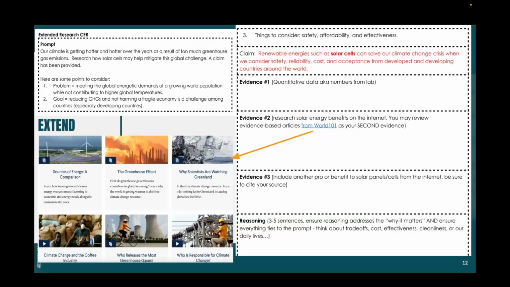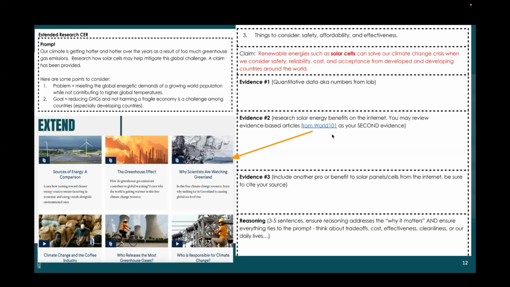And then last but not least, the extend part, we can relate reaction rates to climate change. We can relate it to human impact on our environment. And one way to do that is by looking at renewable and non-renewable resources.